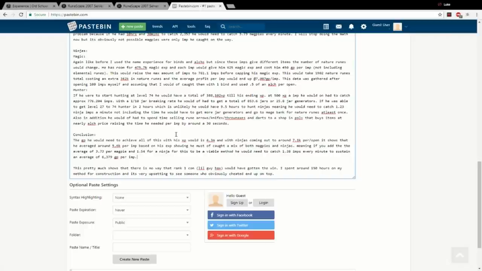And it would take even more imps every minute to catch, because the magpies only give about 5.6k per catch. So he would need to average about 6.3k per catch between both of them alone. And this would be about 1.3 imps every minute, not including the amount of time he would spend in the shop, which would go up to about 1.6 imps every minute, which is even less obtainable.